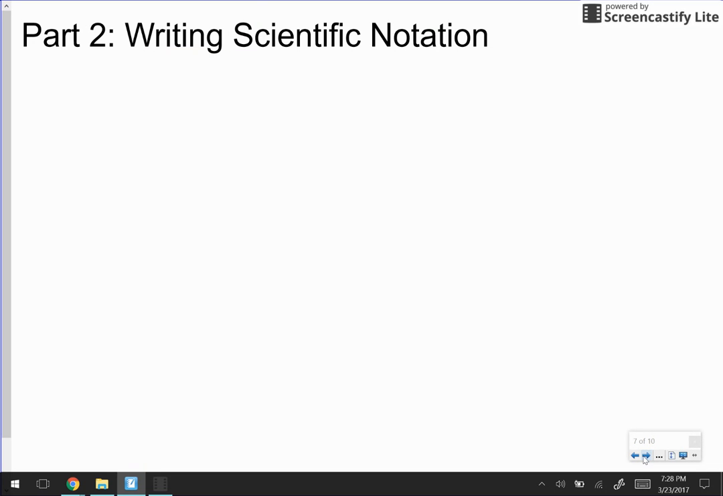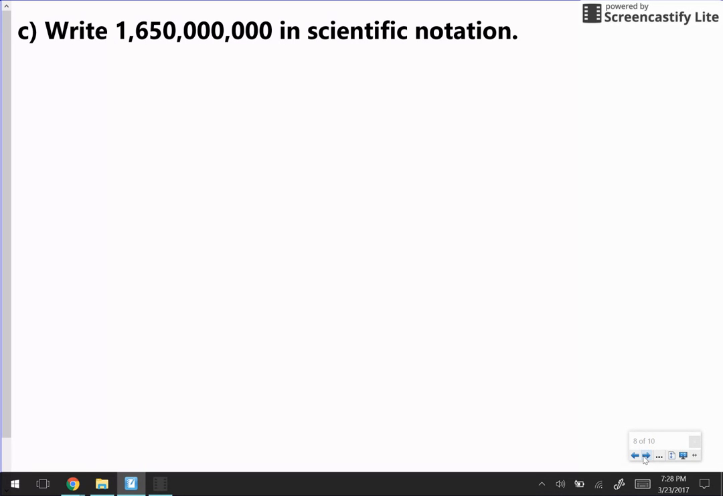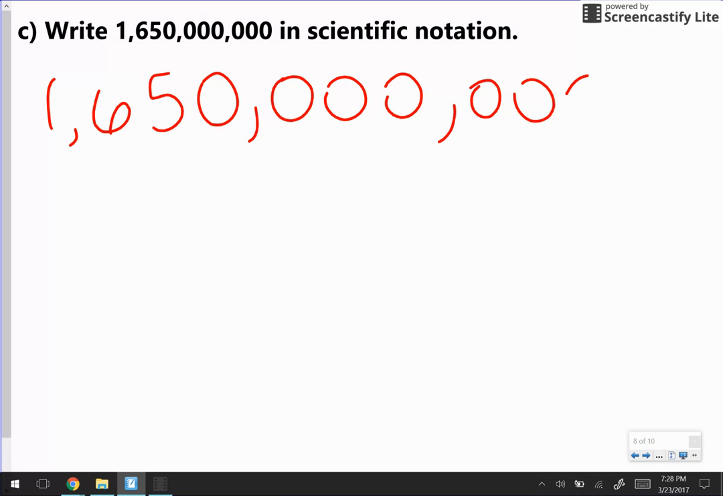Part 2 is going from standard notation and writing it back into scientific notation. Let's say we're given an example like this. First thing we're going to do is rewrite the number. The next thing we need to do is remember the requirements for scientific notation. The first number will need to be greater than or equal to 1, but still less than 10. Where I need to put my decimal will be between the 1 and the 6, because that will make the number 1.65.